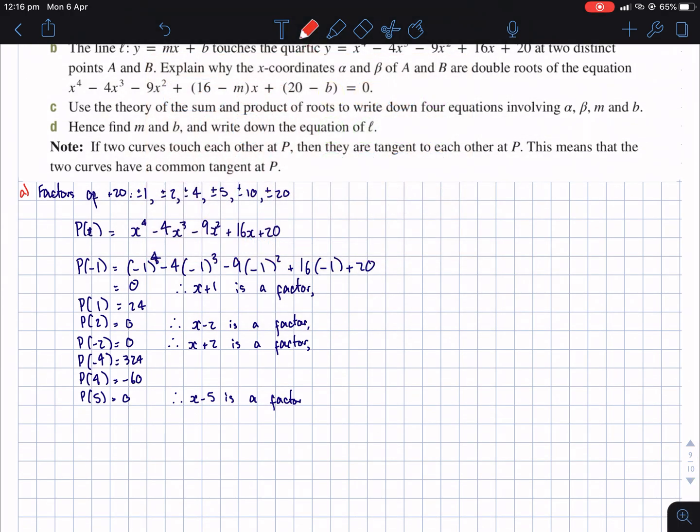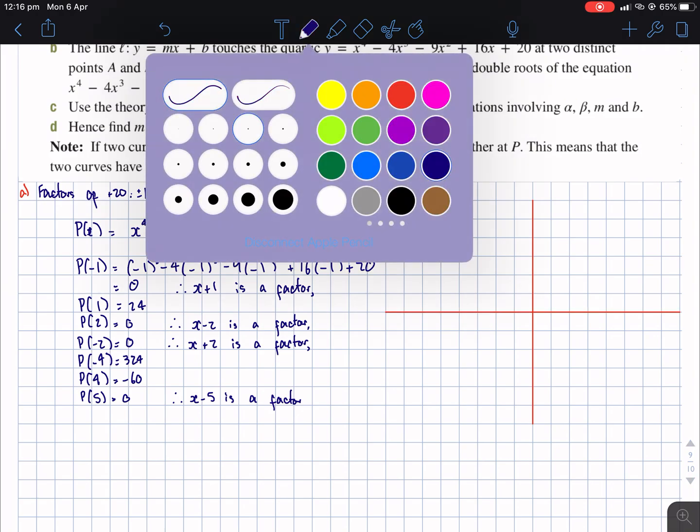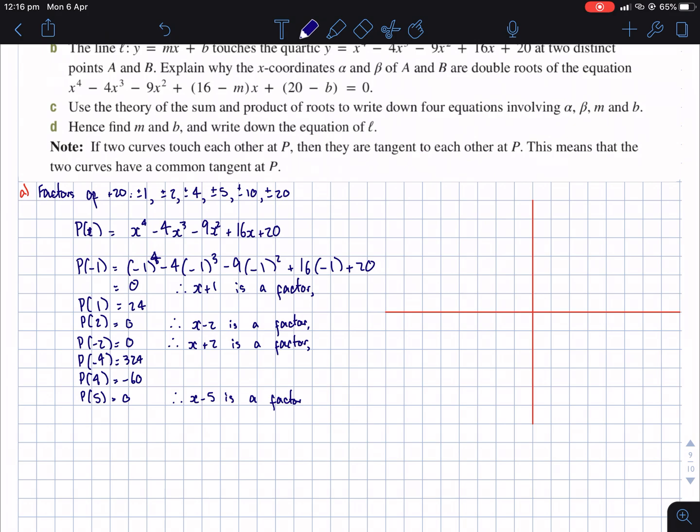So if those are our factors, we're not going to do a good job of this, by the way. Oh yeah, well we kind of are. If those are our factors, we know it goes through positive 5. 1, 2, 3, 4, 5. It goes through negative 2. It goes through positive 2. And it goes through negative 1.